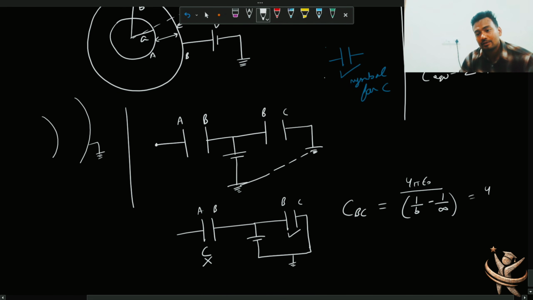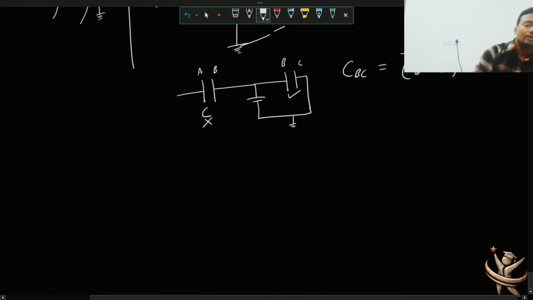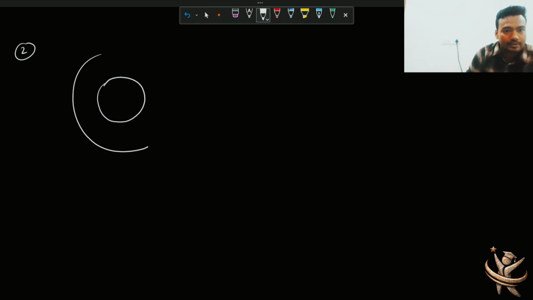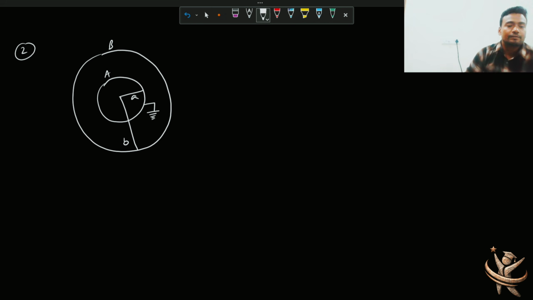So it is nothing just 4 pi epsilon naught b, right? Another example, you take these two conducting spheres, let's say A, B, radius A and radius B. This time I'm grounding the inner sphere. Again, this is not similar to your standard concentric conducting sphere.